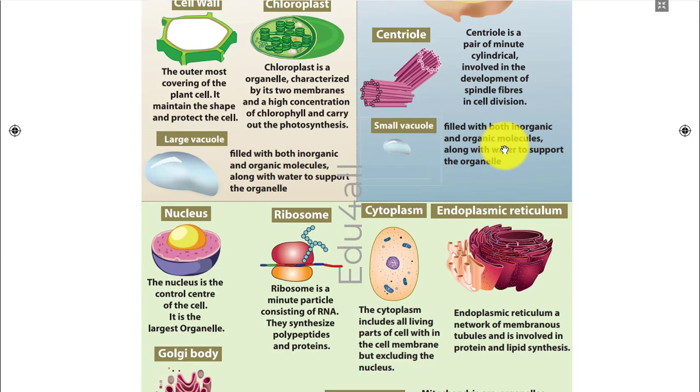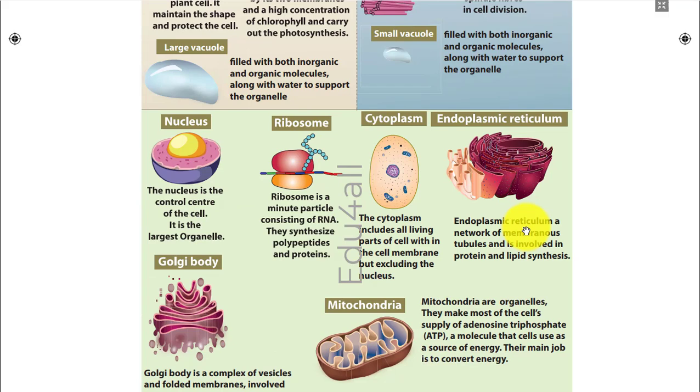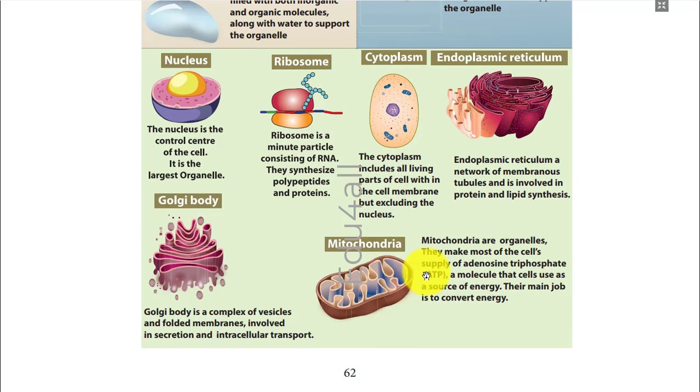All the remaining parts are the same in plant cells and animal cells, like the nucleus, ribosomes, cytoplasm, and endoplasmic reticulum. The endoplasmic reticulum has two types: rough endoplasmic reticulum and smooth endoplasmic reticulum. Rough endoplasmic reticulum contains ribosomes which produce protein. Smooth endoplasmic reticulum doesn't possess ribosomes, so it is responsible for lipid synthesis. Then the Golgi complex and mitochondria. Mitochondria is a double membrane structure which plays a vital role in respiration. It produces energy for us.